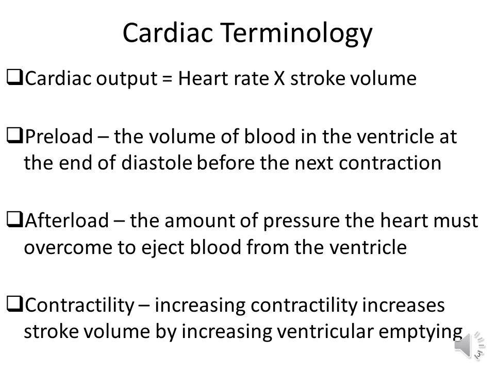Afterload, we have systemic vascular resistance, which is a high pressure system. That means it's really hard all the time for the left ventricle to get blood out of the ventricle and into the circulation. So systemic vascular resistance is a high pressure system, as opposed to pulmonary vascular resistance, which is a low pressure system. It's usually very easy for the right ventricle to spill blood into the lungs.